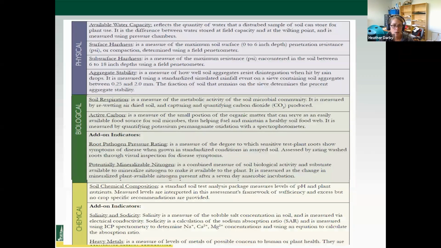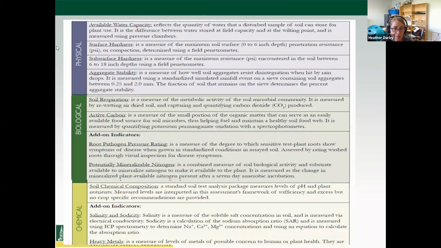So I think most everybody is probably familiar with the current soil health offerings through Cornell. And again, you can purchase the analysis separate. You can purchase it as a whole package. You can add on some indicators. But in general, this is what Cornell is offering through their soil health analysis.